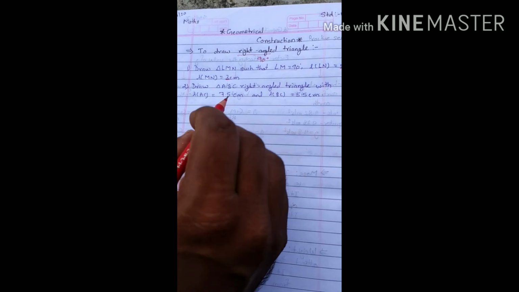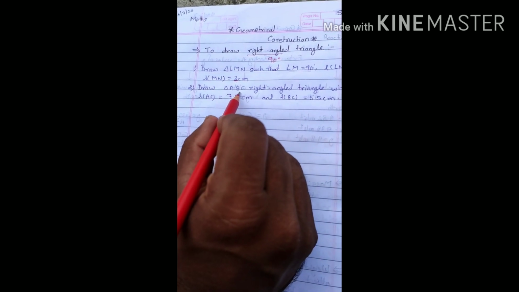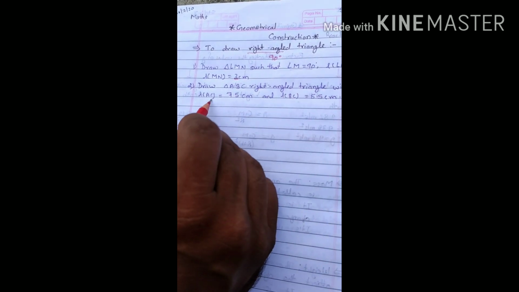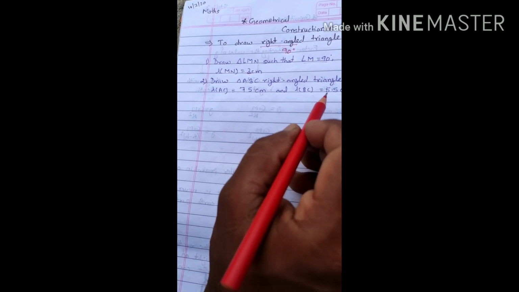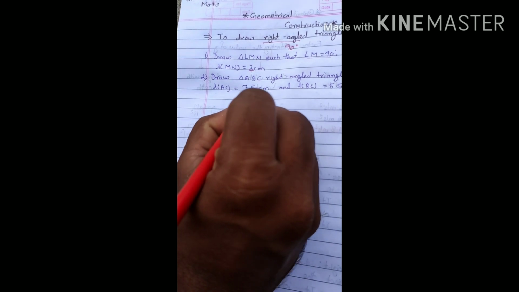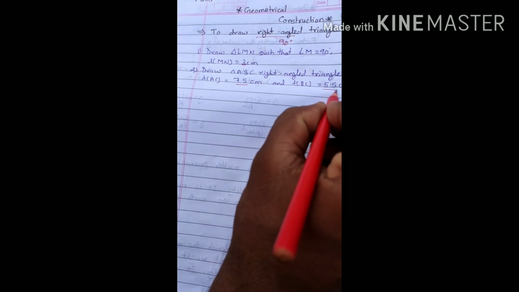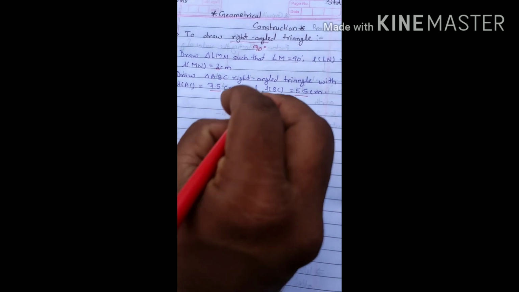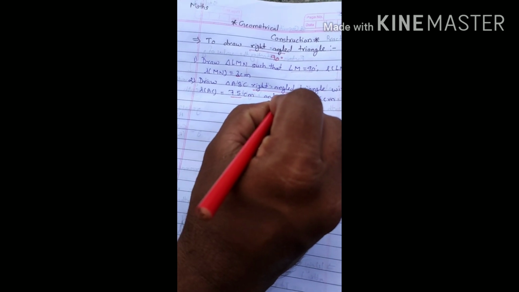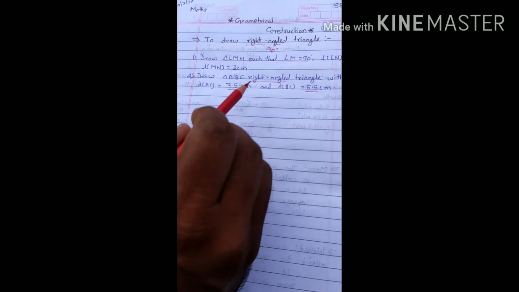Second question is, draw right angle triangle ABC with AC 7.5 cm, BC 5.5 cm. See, in this question, greater number hypotenuse, lesser number base, but angle is not there. So don't be confused. Here right angle is there, that means we have to draw the 90 degrees. Now just see the construction of both.